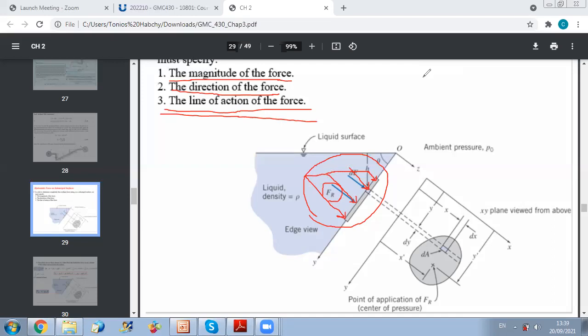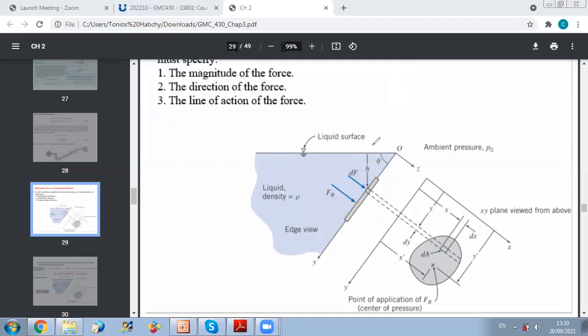Now, in which frame to work? We can work in several frames, because whatever the frame I consider, at the end I will have the same final result. For example, to locate the point of action of the force, you can work with a frame at the center of gravity of the surface. So this is X passing by C, and this is Y passing by C. Then you can locate the point of application with respect to this frame.